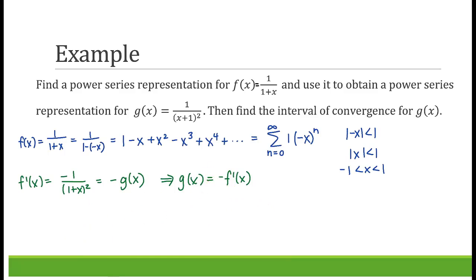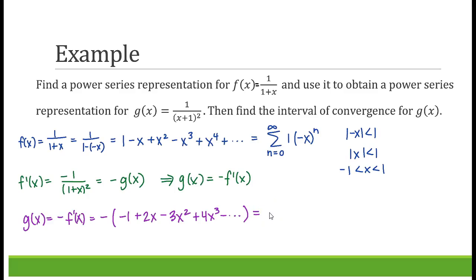So let's go ahead and start to write things out. So we really want the power series representation for g of x. But remember, that's equal to negative f prime of x, or negative of, and I'm going to go ahead and start writing out f prime of x. So I'm going to take the derivative term by term up here. So the derivative of 1 is 0, the derivative of negative x is negative 1, and then we have plus 2x, the derivative of this piece, and then minus 3x squared, and then plus 4x cubed. Then it's going to be dot dot dot.